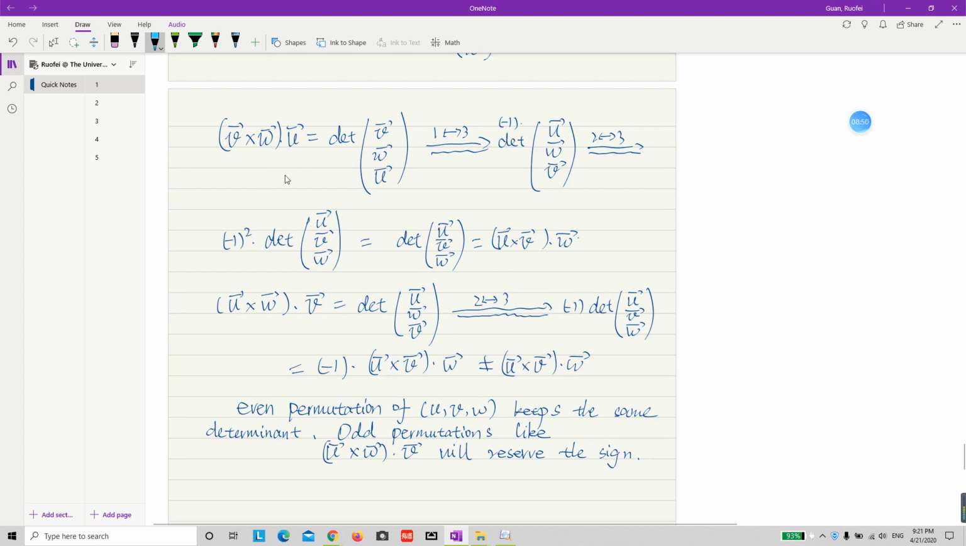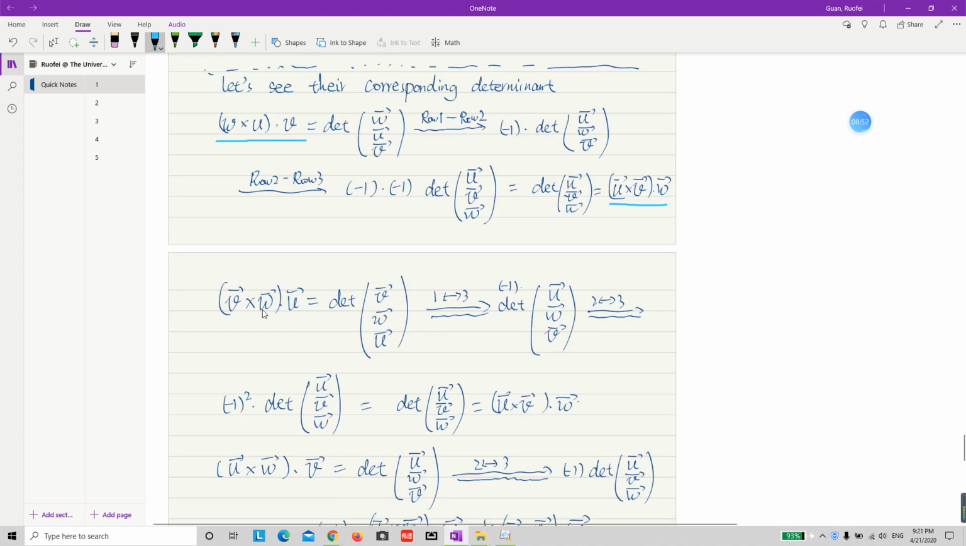Next, let's check V cross W dot U. It equals determinant VWU. The order is V first, W second, U third, so you list these 3 rows here. So VWU, and then we can exchange row 1 and row 3.